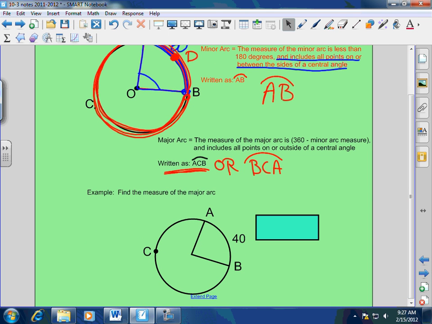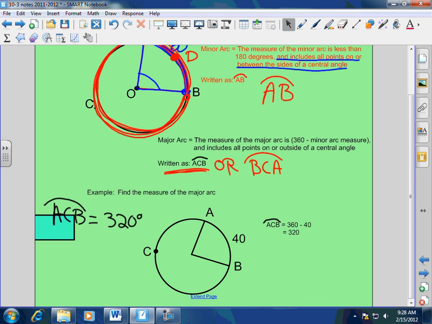Let's just do a real quick example here. Find the major arc. In this case, we can name the major arc. Yes, sir. That's exactly right. So arc ACB would equal 320 degrees. Why? Because the major arc is 360 minus the minor arc of 40, and that's 320. Does that make sense? Awesome.